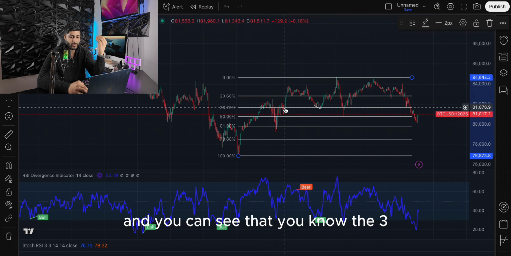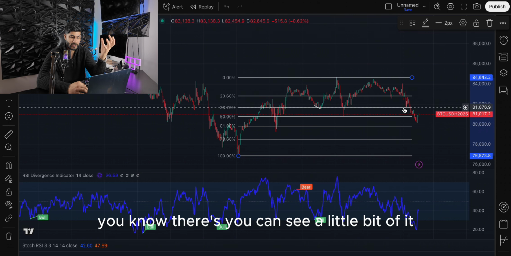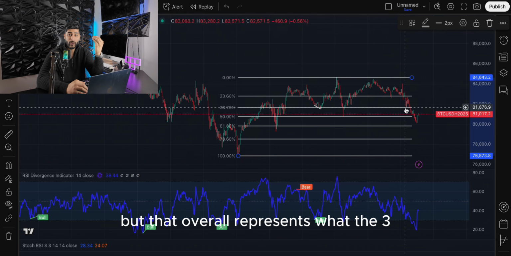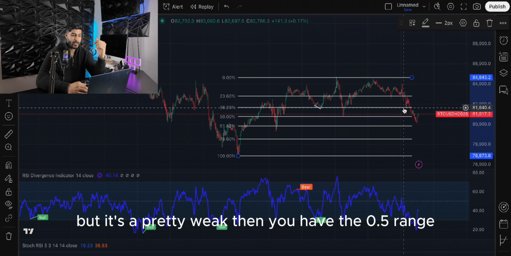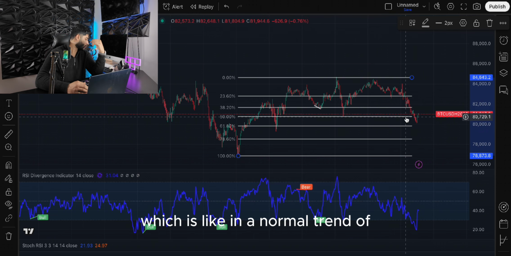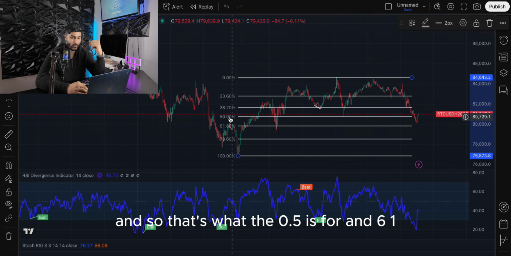And you can see that the 0.382 is a weak form of a bounce. You can see a little bit of it, but that overall represents what the 0.382 normally does. It's not a very strong point of reversal, but it's pretty weak. Then you have the 0.5 range, which in a normal trend would be where we bounce off of. And so that's what the 0.5 is for.